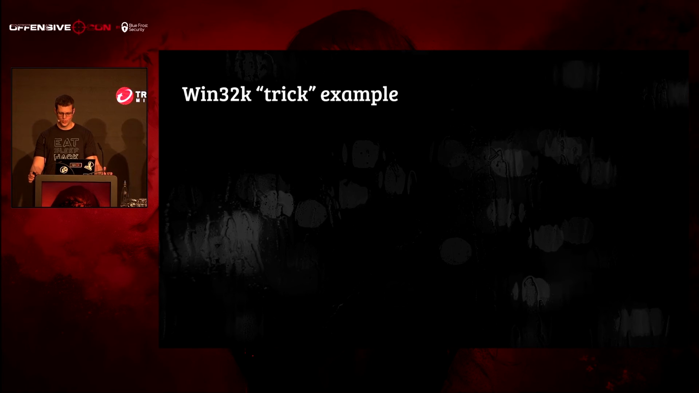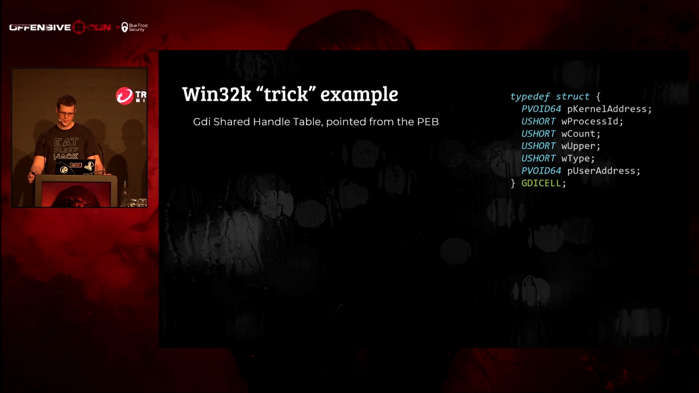One weird Win32k trick is there's a thing called the GDI shared handle table, which is a table of handles pointed from the PEB. It's basically an array of structs that has all the handles relevant for GDI. Handles with process ID 0 are global handles, meaning that you can use them from any process, even though you haven't created them. So we thought maybe we can use them in our fuzzing process, and that would yield new bugs.